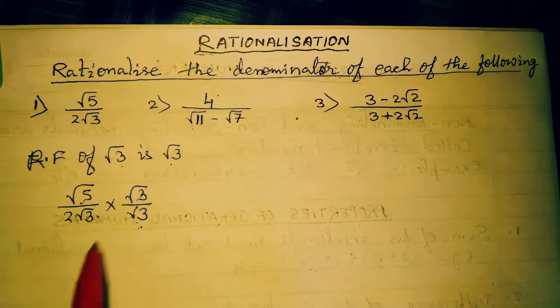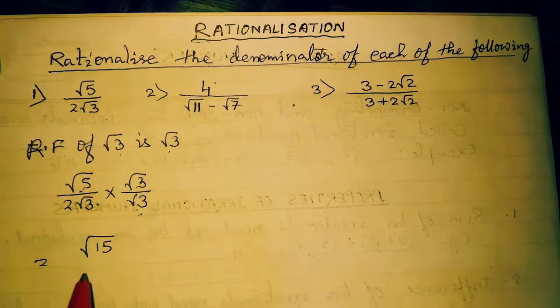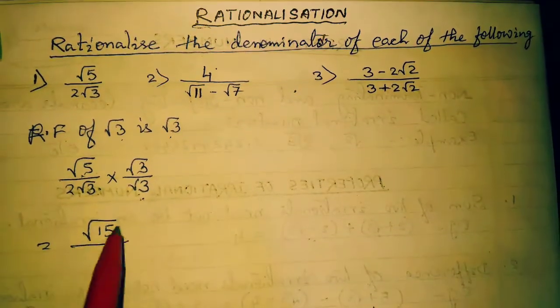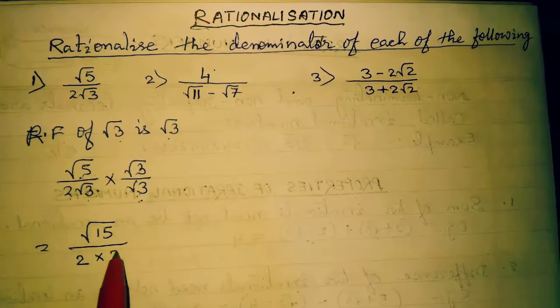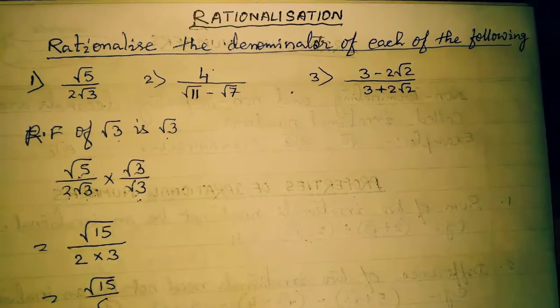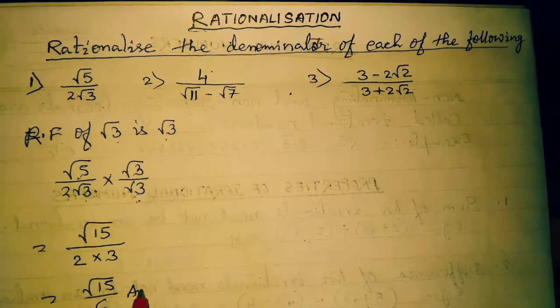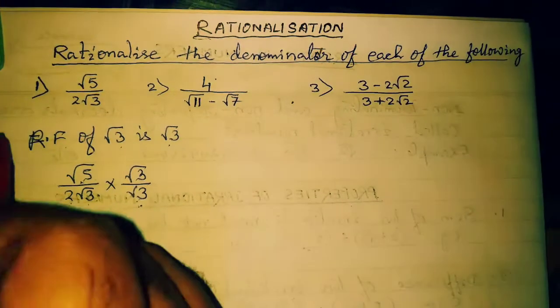If you multiply the numerator as well as the denominator by root 3, we'll get root 5 into root 3. So 5 into 3 is 15, that is root 15. And the denominator is 2 into root 3 into root 3, which is 3, so that is root 15 by 6. This is the answer here. This way we rationalize the denominator. This is question number 1.